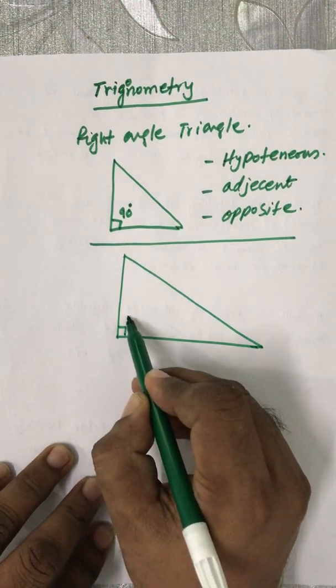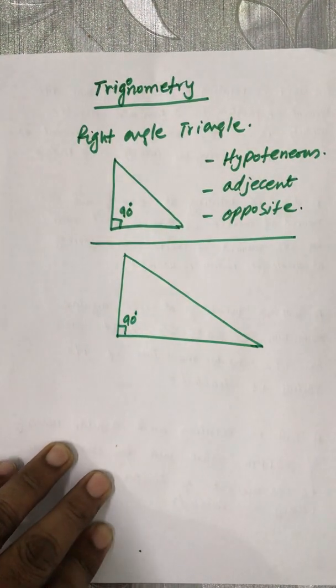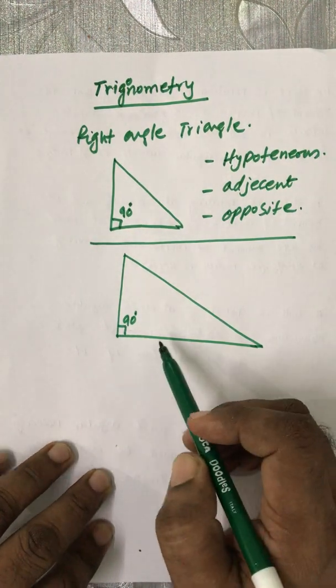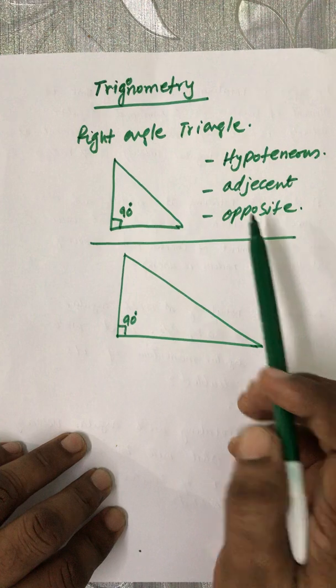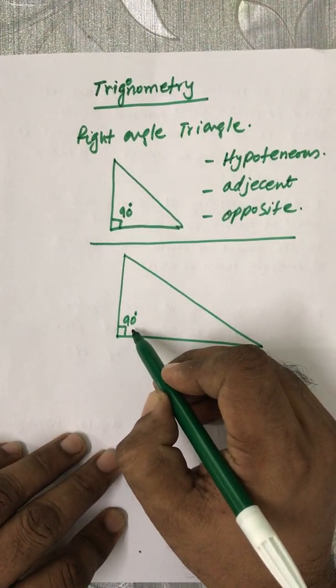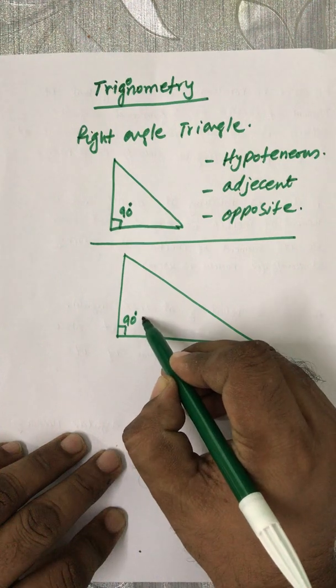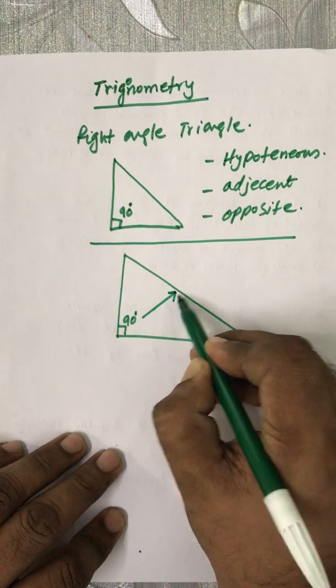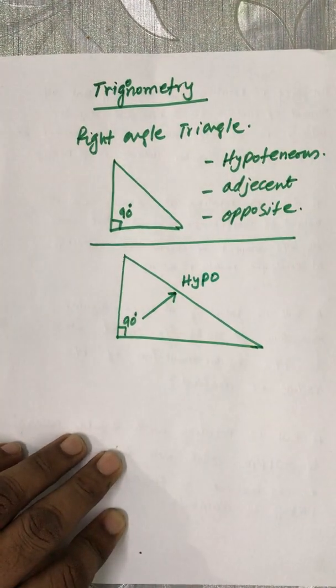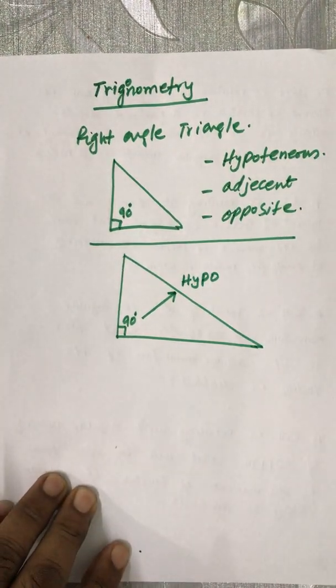This is 90 degrees. How will we decide which side is the hypotenuse? The longest side of a right angle triangle is the hypotenuse, or the side which is opposite to the 90 degrees angle. Shortly we just write hypo. So here we have hypo.